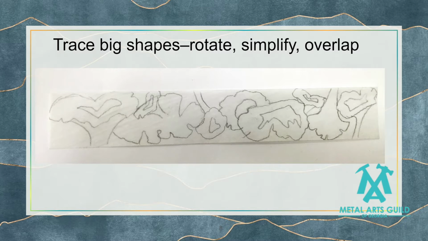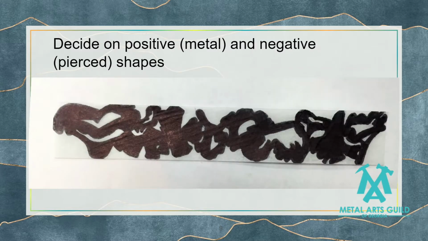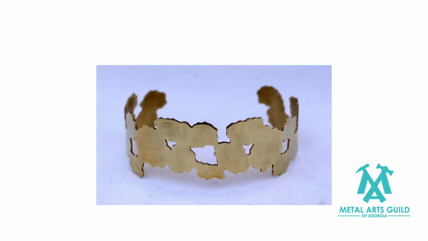I overlapped them, I twisted them, and all of these tracings are really simplified. And then I colored it in to decide what was going to be the positive space, which ended up being the metal, and what was going to be the negative space or the pierced areas. If you are looking for a place to start with abstraction, this is a really fun project to get started. You don't have to do a big cuff bracelet. You could do something smaller like a pendant or a ring. But this is a great way to start working with abstraction.